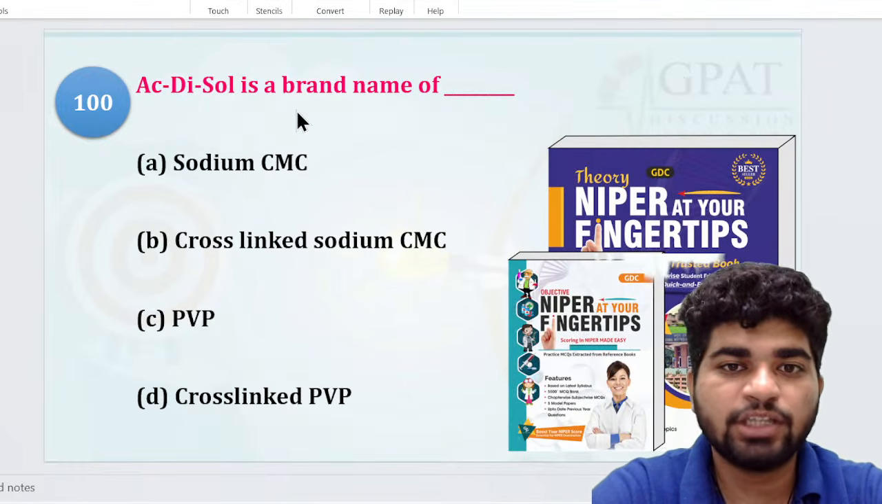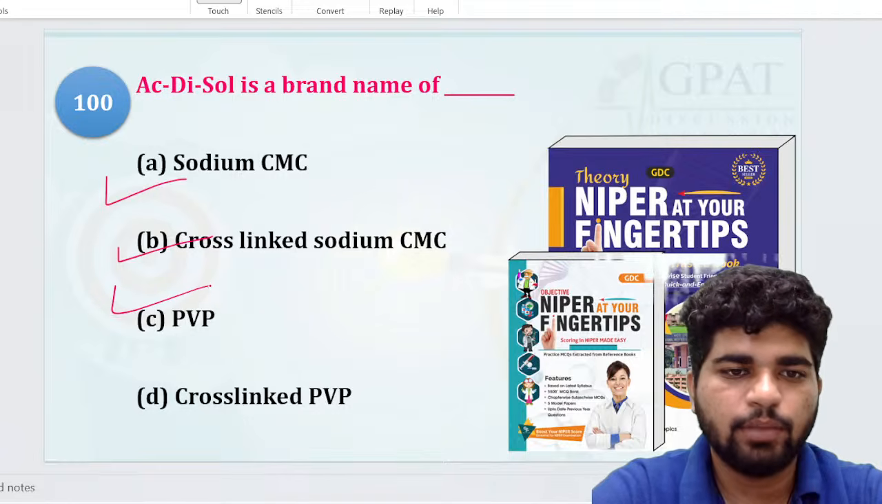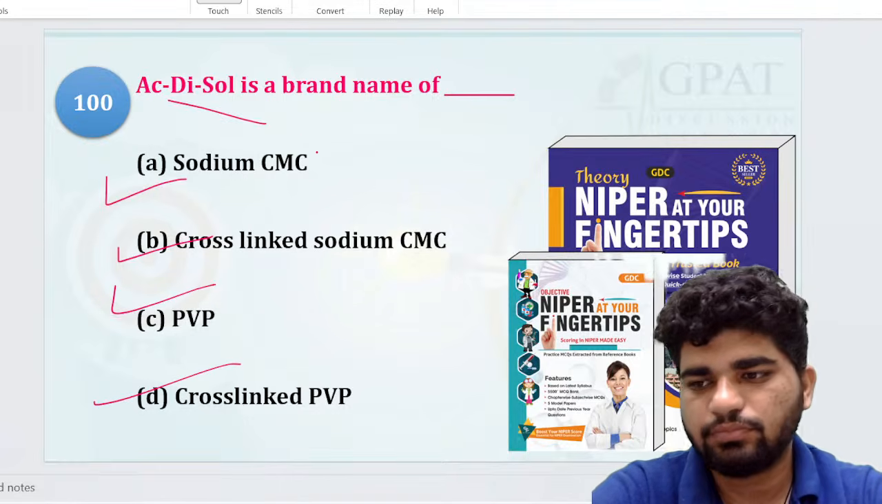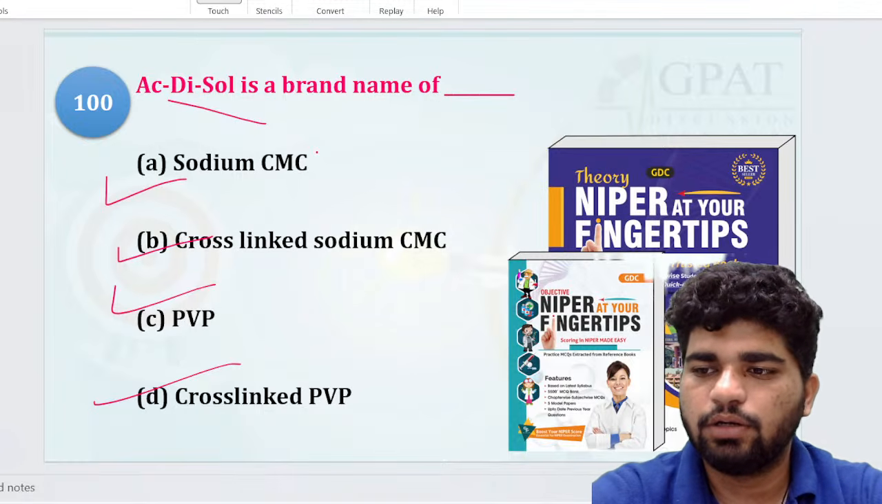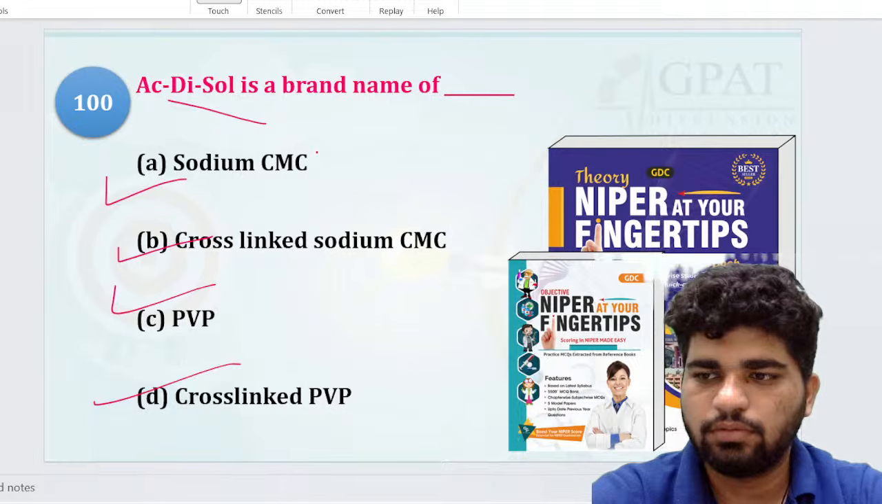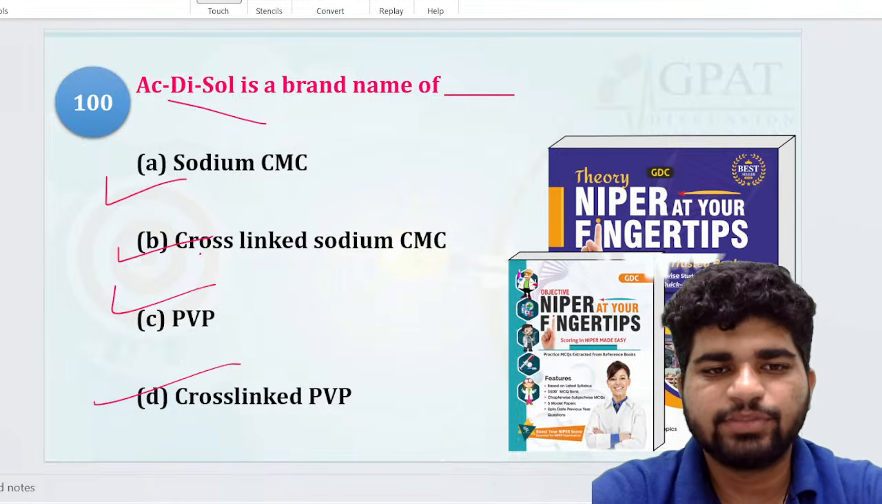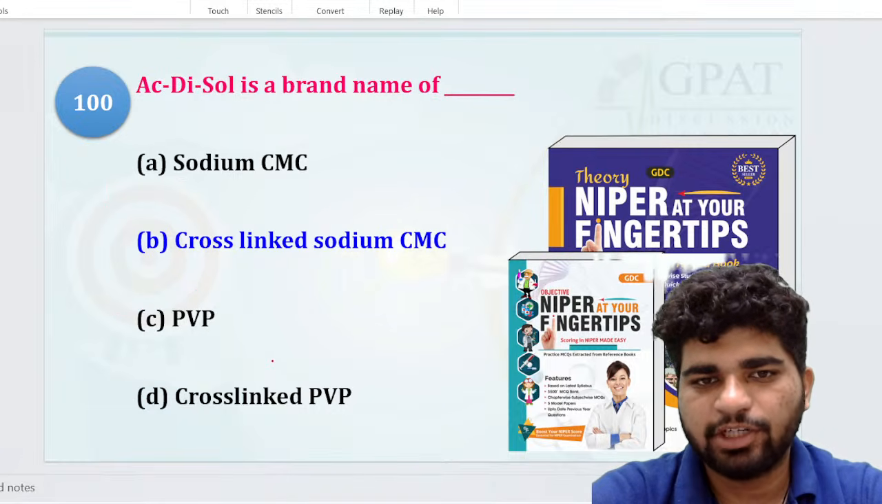Now, Ac-Di-Sol is a brand name of sodium CMC, cross-linked sodium CMC, PVP, or cross-linked PVP. That is your cross-linked sodium CMC.